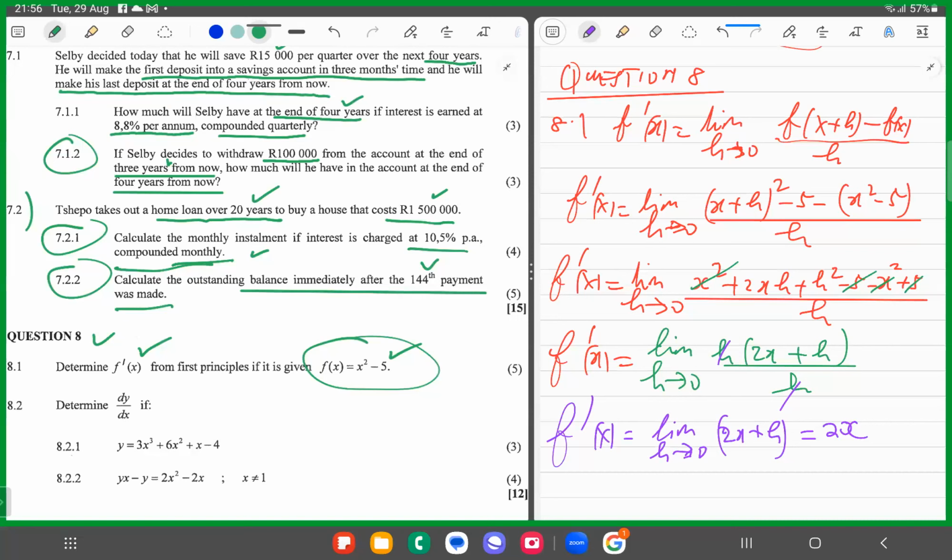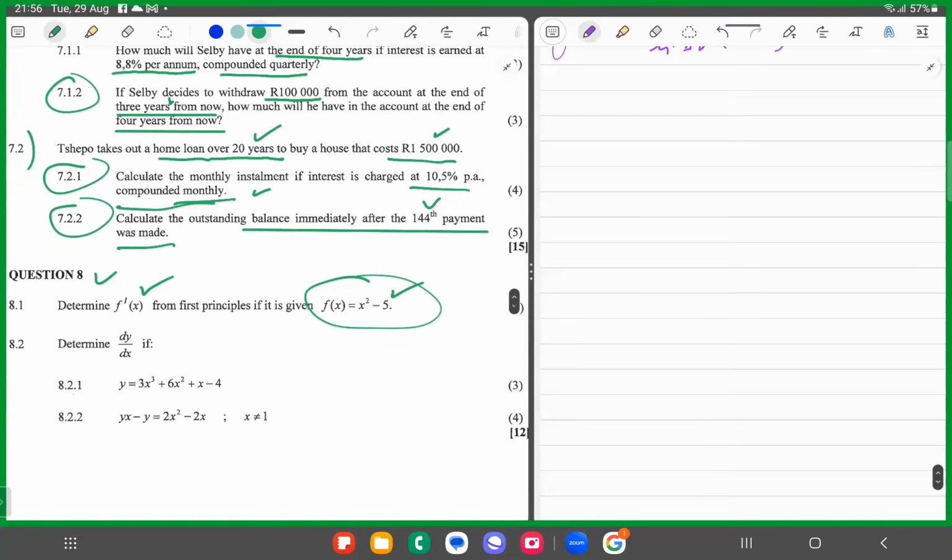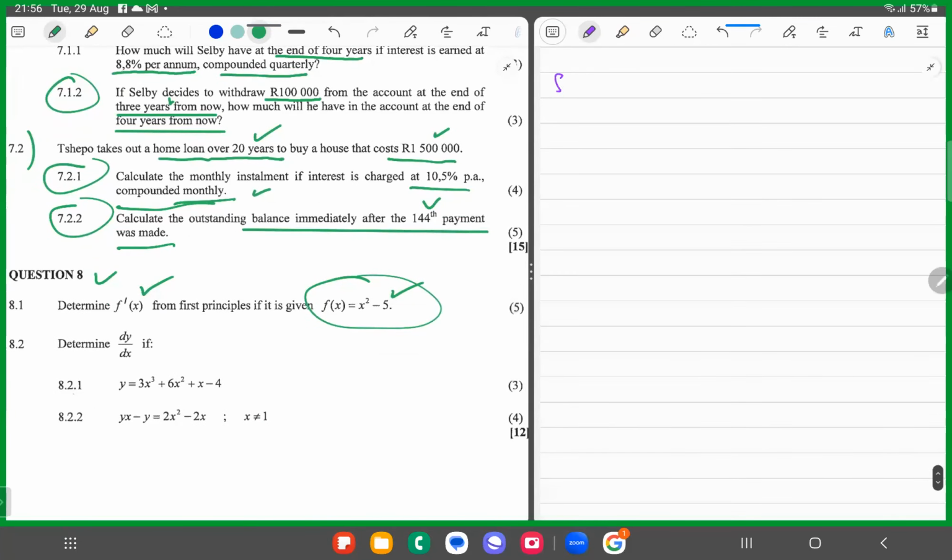Okay, now we have a little bit of derivatives to practice. Let's look at the derivatives, like 8.2.1. You have y equals 3x cubed plus 6x squared plus x minus 4, the derivative, dy/dx. Right, 3 by 3 is going to be 9x squared. 2 by 6 is 12x. The derivative of x is 1. Derivative of minus 4 is 0. We're done with that one.